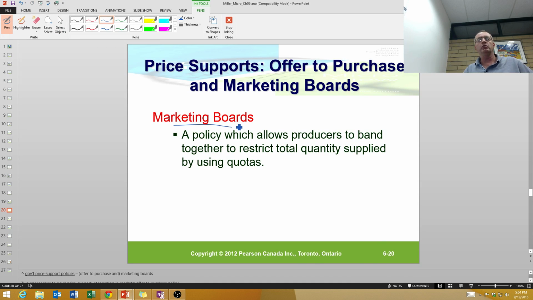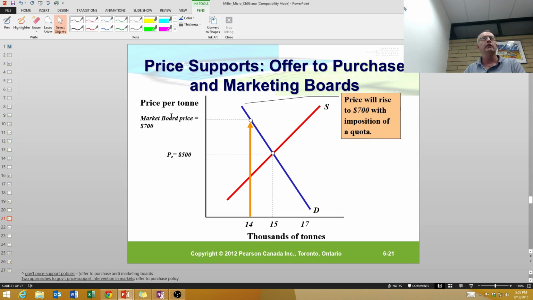So the next form of government intervention that we see in agricultural markets are marketing boards. So really what happens here is the government sets quotas on how much producers can produce. So instead of producing at the equilibrium quantity that the free market would set, the government says, no, you can't produce that much.